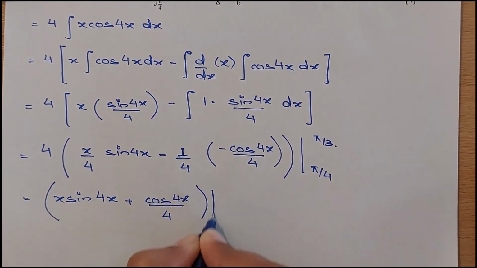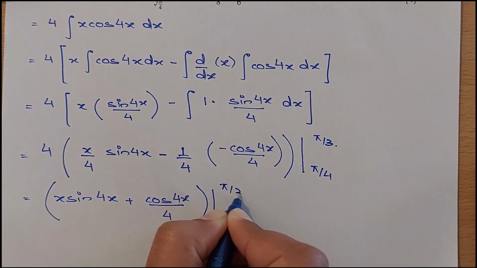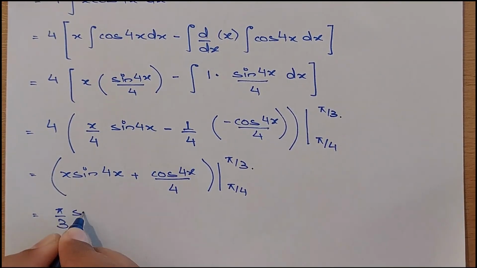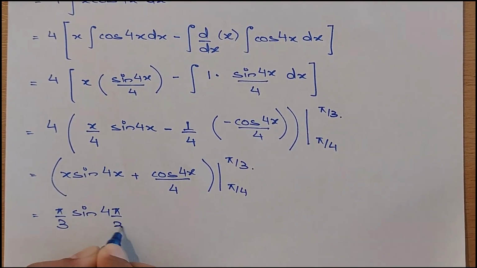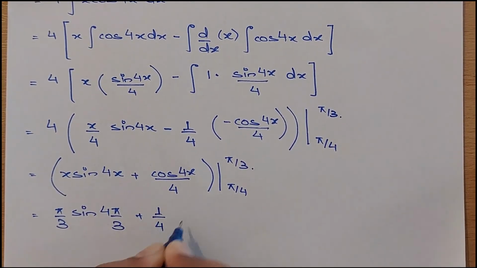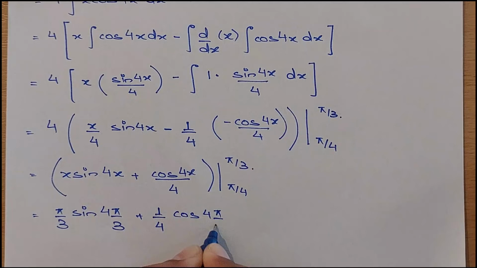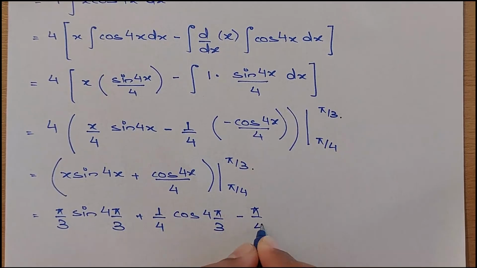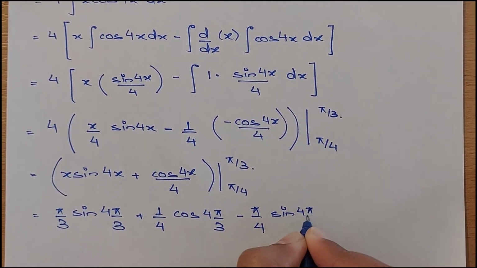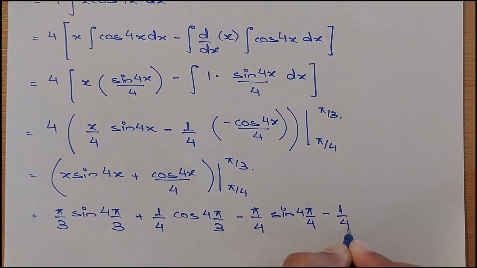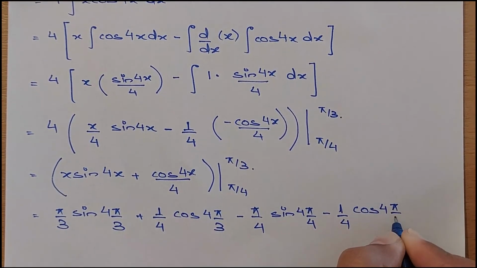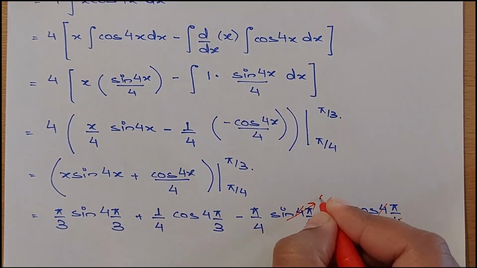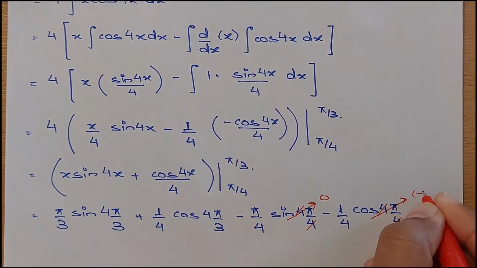Now we have to substitute the limits, pi by 4 to pi by 3. Let's start with the upper limit. So we have pi by 3 sine 4 pi by 3 plus 1 by 4 cos 4 pi by 3 is the upper limit. Subtract the lower limit, means both are negative: pi by 4 sine 4 pi by 4 minus 1 by 4 cos 4 pi by 4. So 4 pi by 4 is just pi, right? And we know that sine of 180 is 0 and cos of 180 is minus 1.